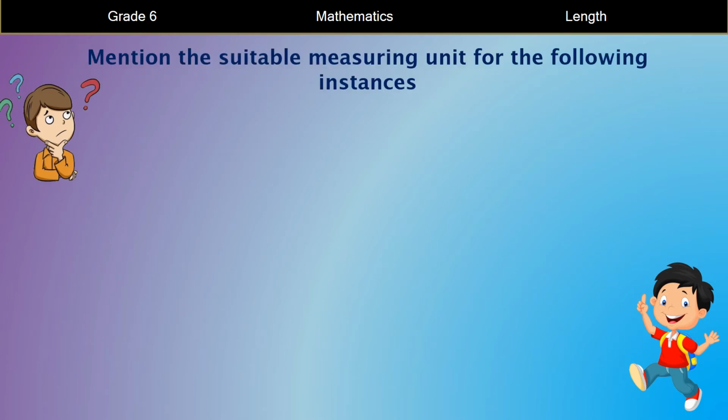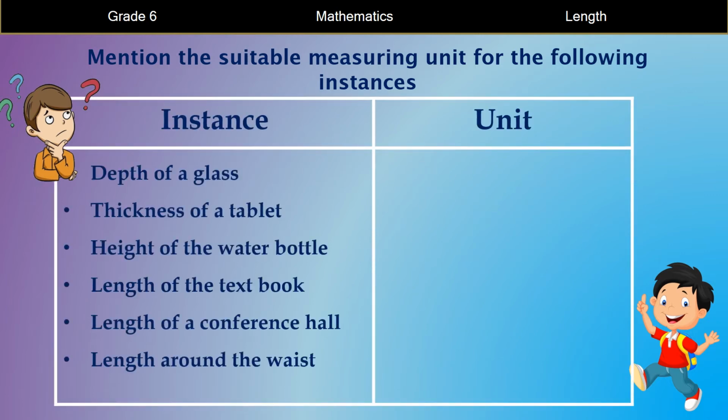Okay, now let's see how to identify the suitable measuring unit for the following instances. Here we have 6 instances: depth of a glass, thickness of a tablet, height of the water bottle, length of the textbook, length of a conference hall, length around the waist. Depth of a glass. The most suitable unit to measure is centimeters.